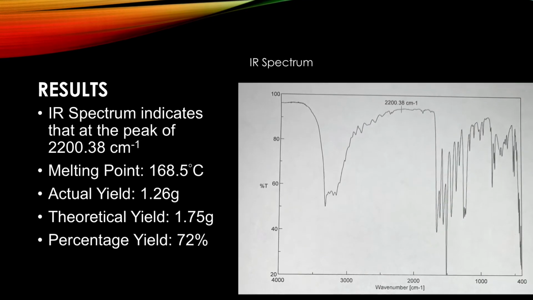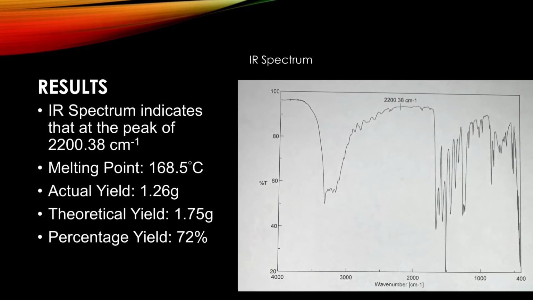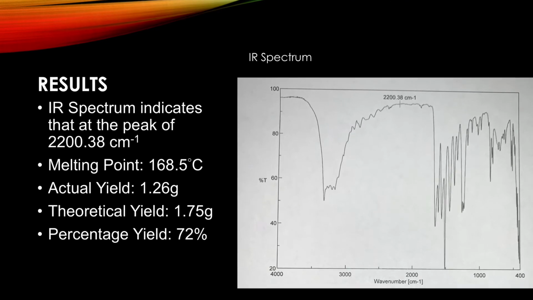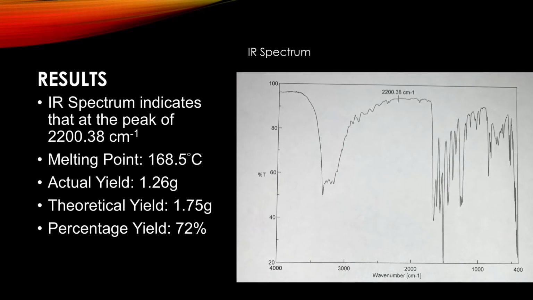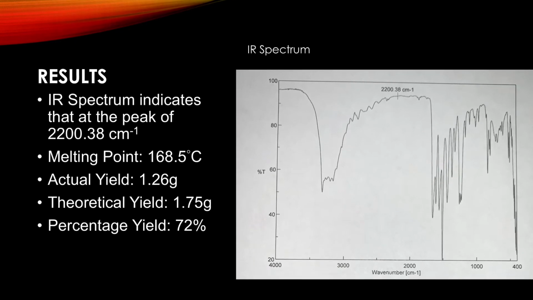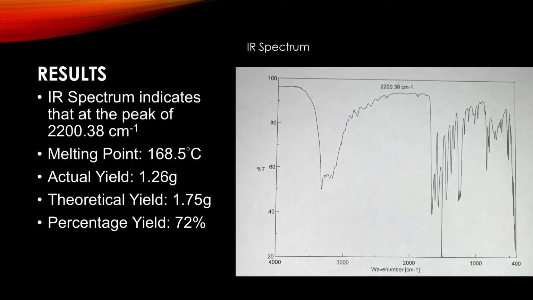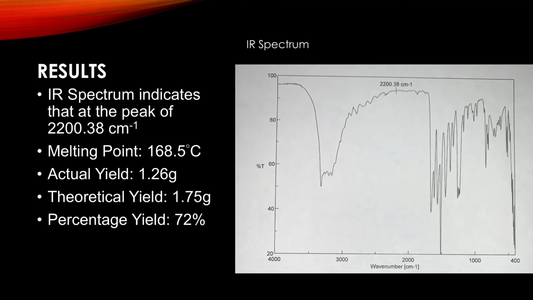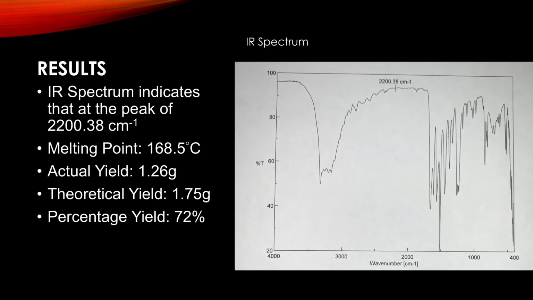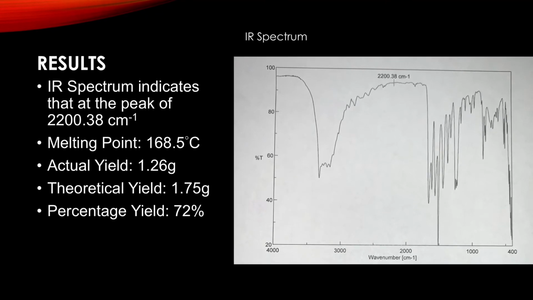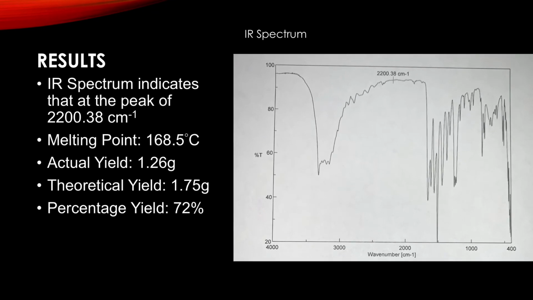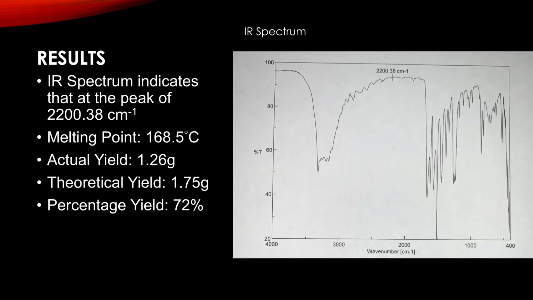The results I received from my IR spectrum indicated a peak of 2,200.39 centimeters negative 1. The melting point was 168.5 Celsius. The actual yield I received was 1.26 grams. My theoretical yield was 1.75 grams, and the percentage yield was 72%.